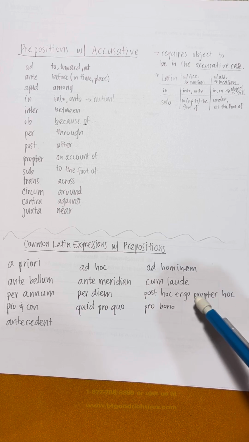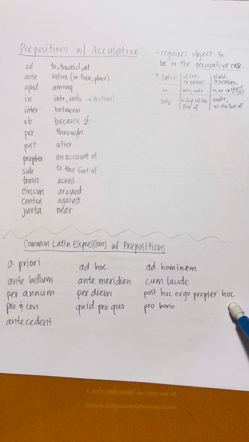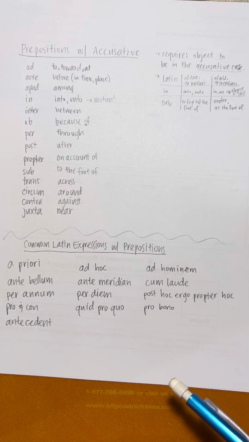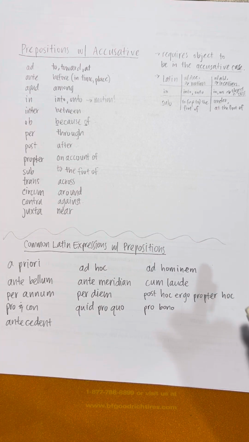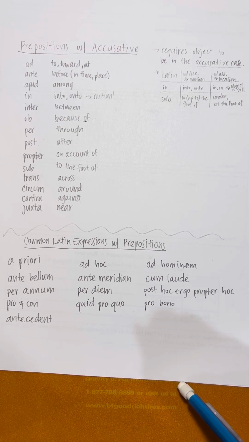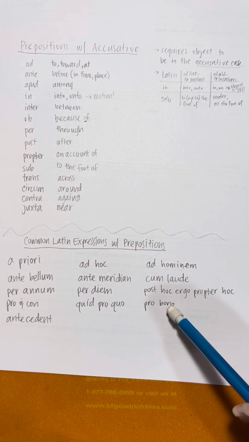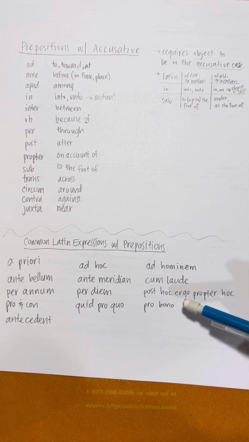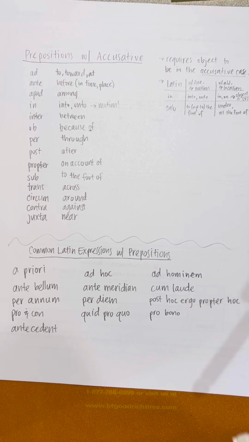Post hoc ergo propter hoc. What does this mean? I have to look it up. It's a fallacy, right? Because one event happened prior to another does not mean that the first event caused the second event. And then pro bono means for the good. So if someone does work for someone pro bono, it means they're not going to charge them. They're just doing it because it's a good thing to do.